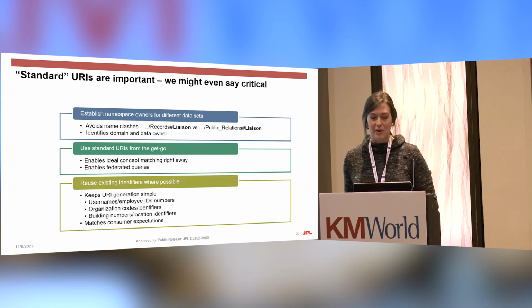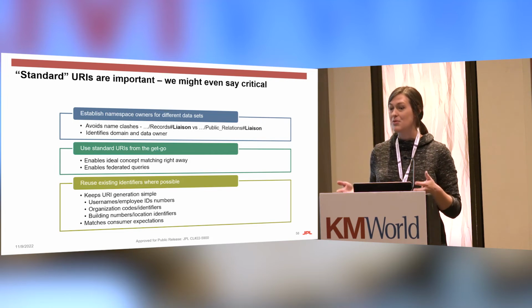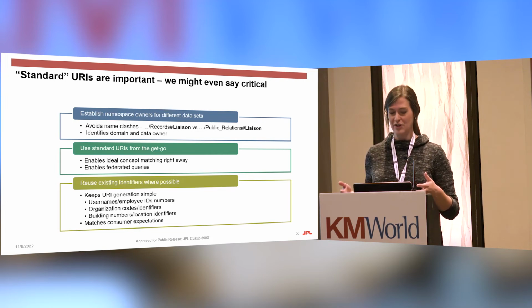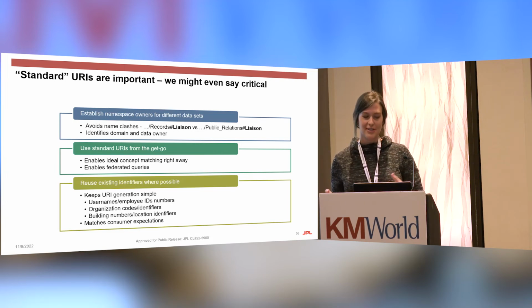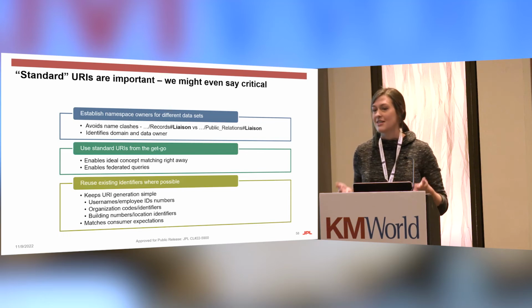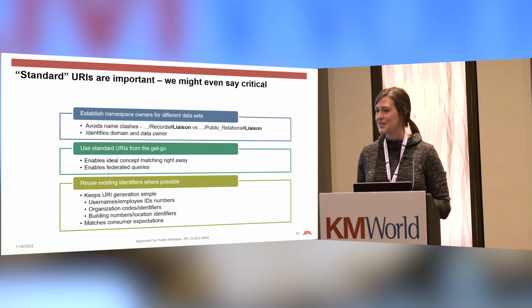And then finally, reusing existing identifiers where possible. You don't want to recreate the wheel. If you're already using usernames or employee ID numbers, keep using those. It makes it easy for consumers to guess what URIs might be or matches their expectations. And it just makes it easier for maintenance and readability. Usernames are easy for humans to read, they're easy for machines to read, so it's a win-win.